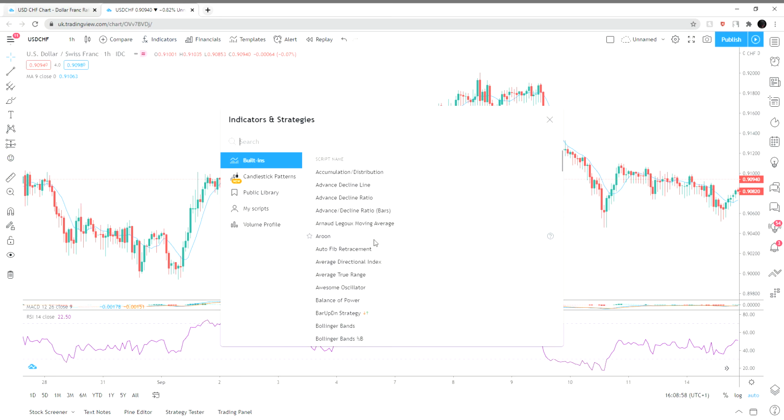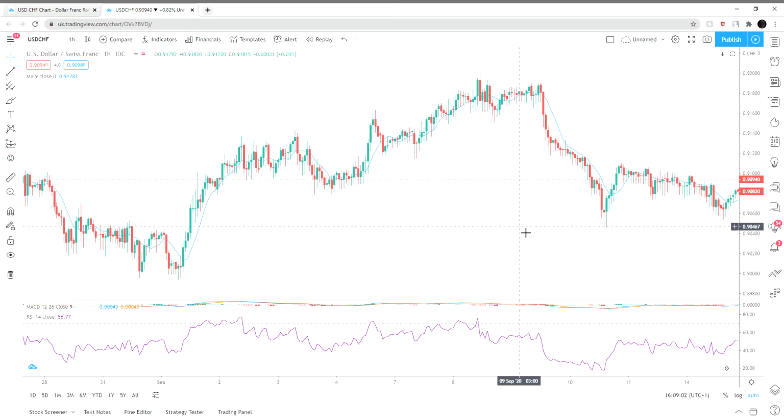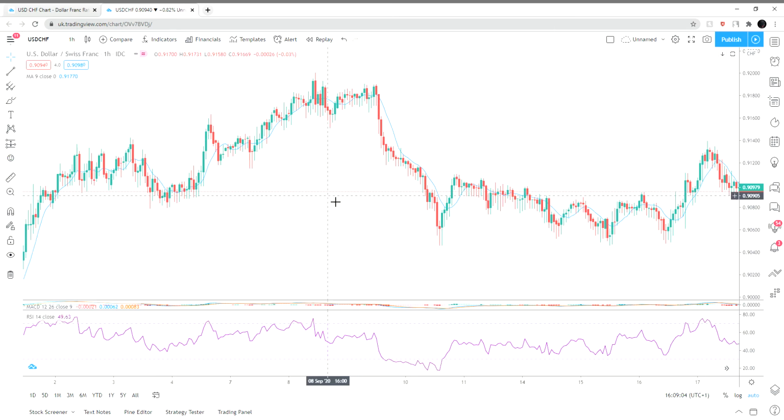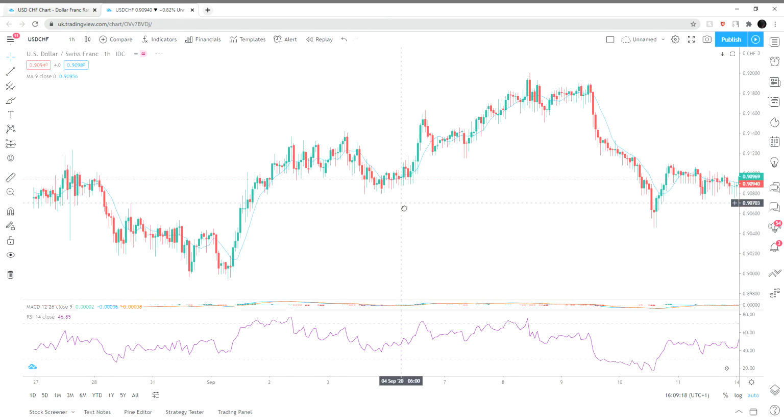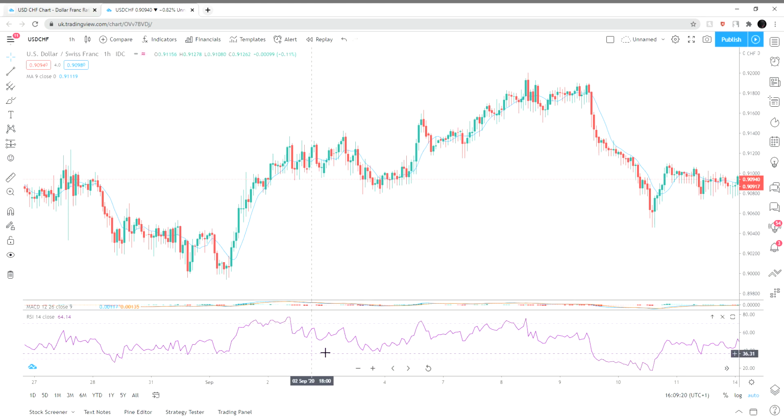There are multiple different indicators, about hundreds of them. But the main ones that beginners tend to use are RSI, the relative strength index, and MAs, which are moving averages. Moving averages is this blue line, RSI is this purple thing.